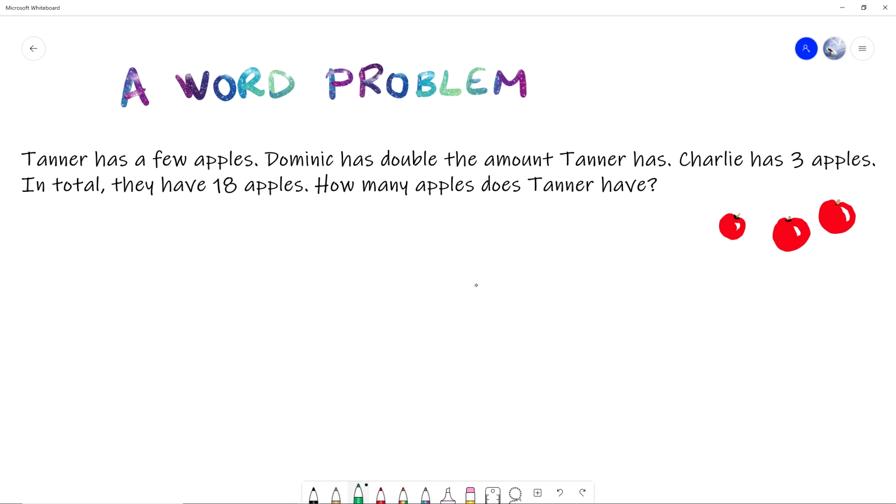Tanner has a few apples. Dominic has double the amount Tanner has. I have 3 apples. In total, they have 18 apples. How many apples does Tanner have? Very good. And I drew 3 apples there, although they might look a little bit like cherries, maybe. Anyway, do you have an equation, or how did you solve this problem?